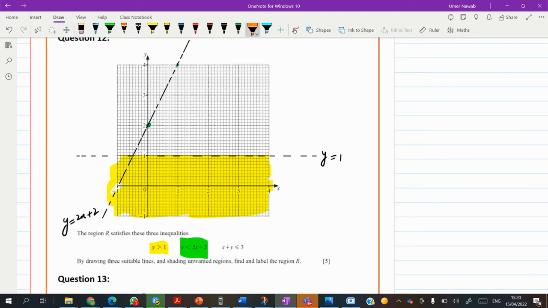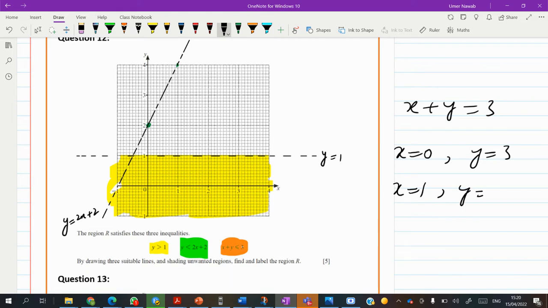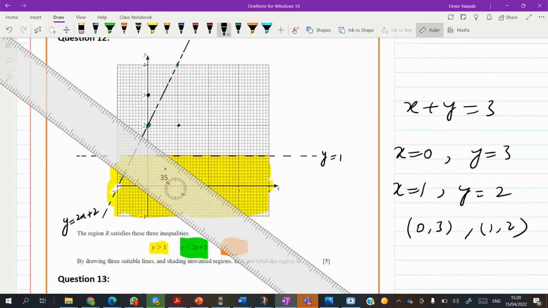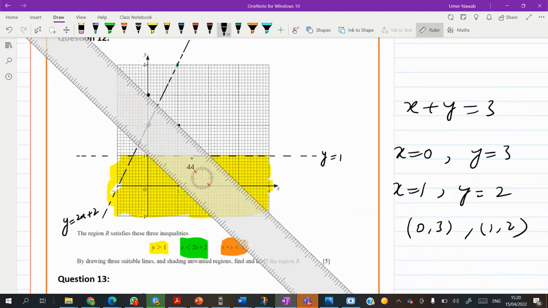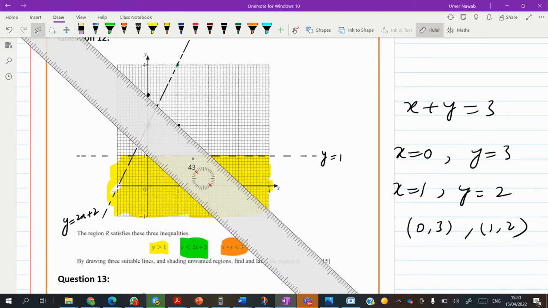Third line. This is your third line. X plus y is equal to 3. Boys, if you put x is equal to 0, you will get y is equal to 3. And if you put x is equal to 1, so 1 goes to the right hand side, so 3 minus 1 is 2. So I got 2 points, 0, 3, and 1, 2. Let me draw that. Here, this line is a solid line because you see less than equal to sign over there. So let me draw that. So it's a solid line.